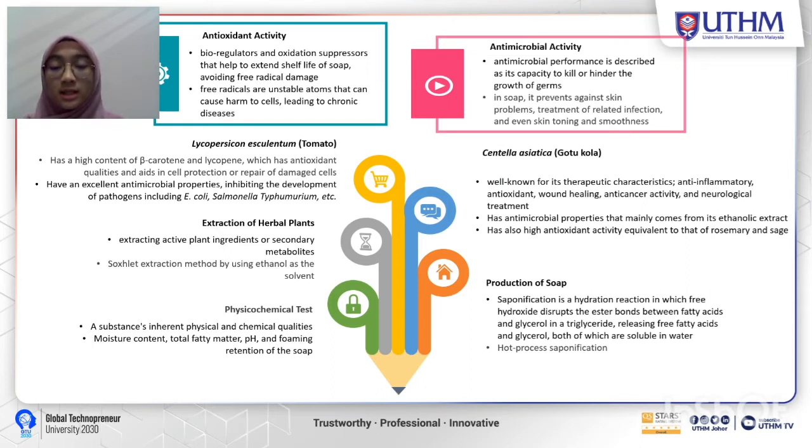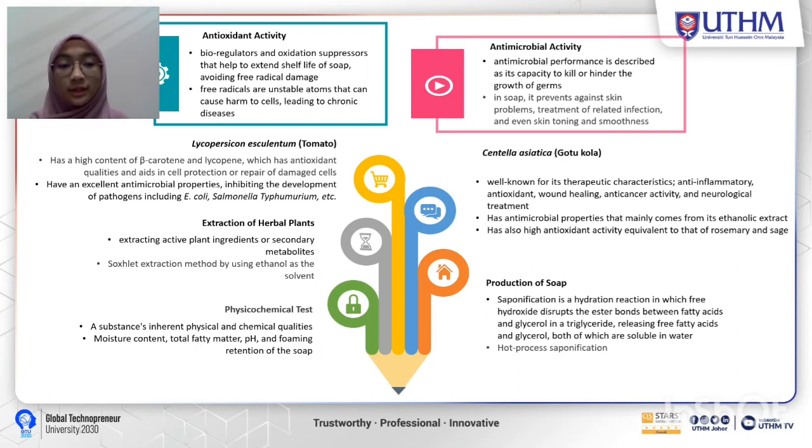Next, Centella asiatica or gotu-kola. It is well known for its therapeutic characteristics such as anti-inflammatory, antioxidant, for wound healing, anti-cancer activity, and for neurological treatment. It also has antimicrobial properties that mainly come from its ethanolic extract. Other than that, it also has high antioxidant activity that is equivalent to that of rosemary and sage.